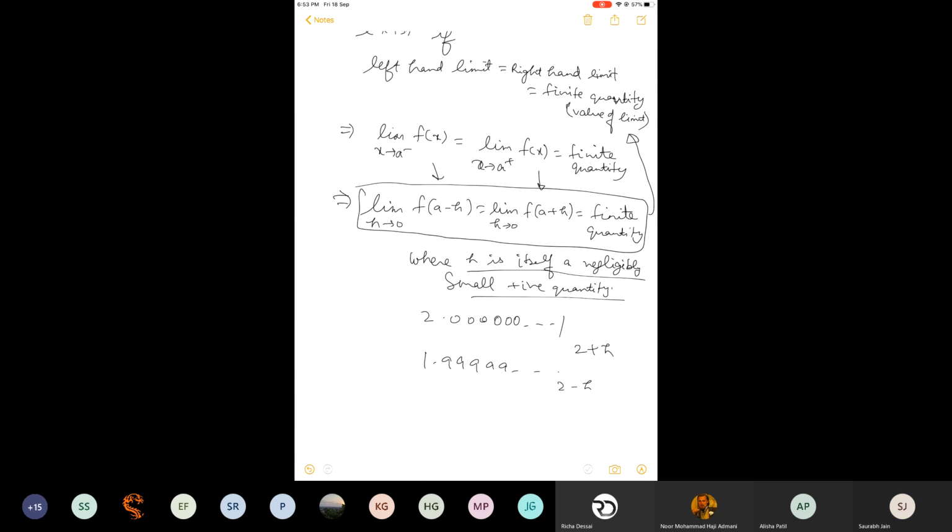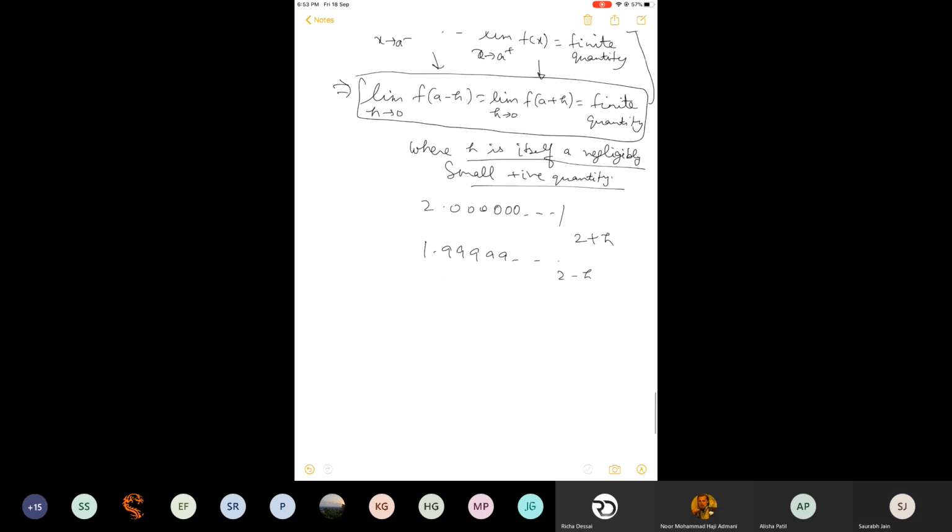For example, the left hand limit is not coming equal to the right hand limit, so the limit does not exist. Or both are coming equal, but they are equal to infinity, not a finite quantity. Limit does not exist. Okay, this is the thing. So let me take the same example now, our first example, which we understood by graph, then by table, and now we will get this answer by this definition, the condition which is written in the box.